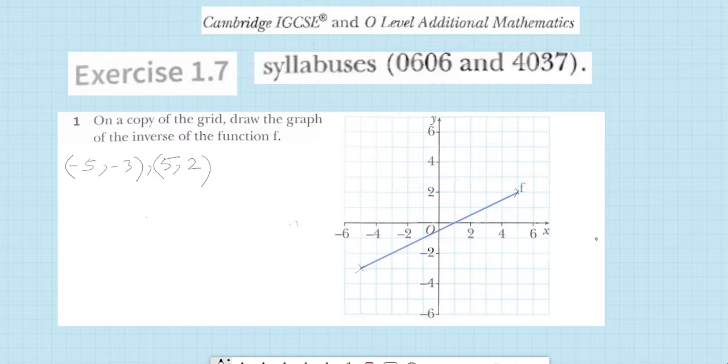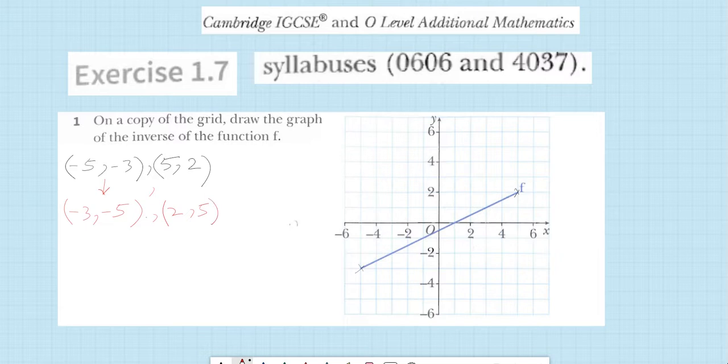Now we have to plot these 2 points. Because we have to draw the inverse of this function, just reverse the numbers. This is minus 5, minus 3, which becomes minus 3, minus 5. I hope you understand. And this is 5, 2, which becomes 2 comma 5.